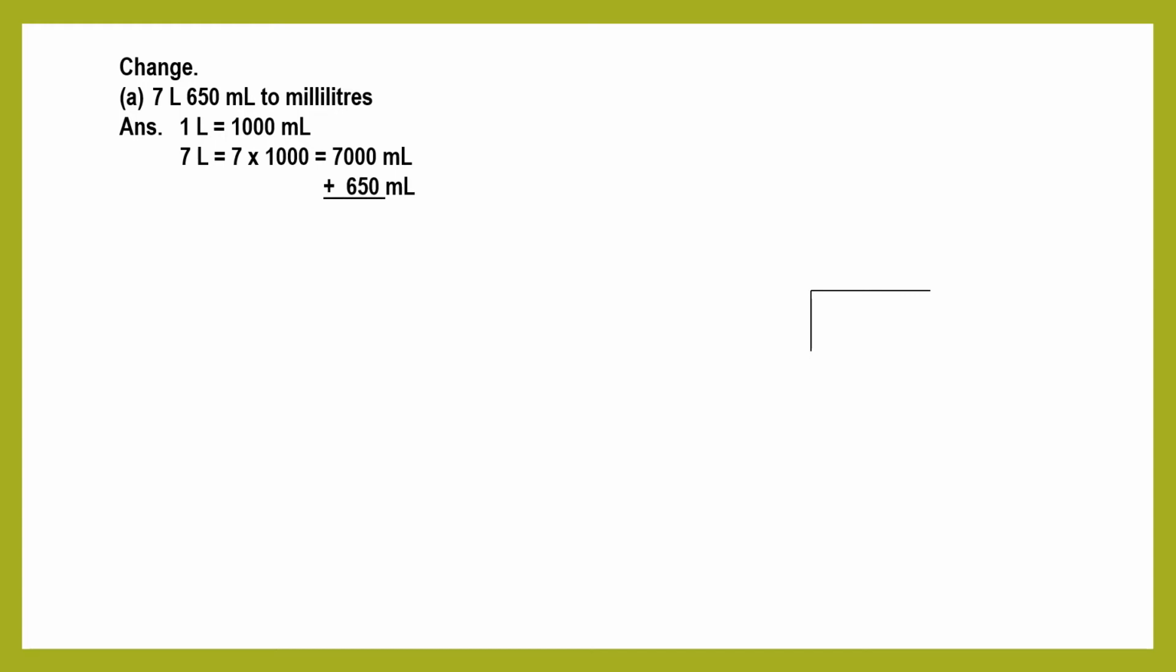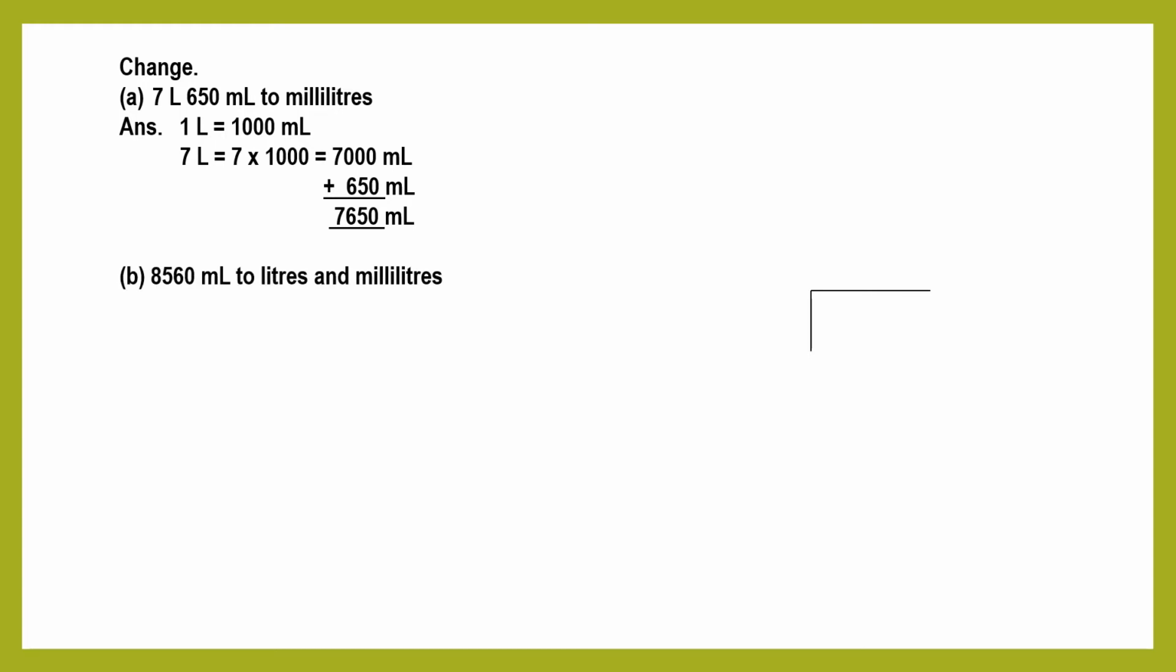Now children, first we will do change, that means conversion. See the first question: 7 liters 650 milliliters, you have to change into milliliters. First you will change liters to milliliters, and 650 is already in milliliters, so no need to change, but you have to add. As you know, 1 liter is equal to 1000 milliliters. So 7 liters will be 7 into 1000, it will be 7000 milliliters. Then add 650 milliliters to it. Both the units must be the same, then only you will be able to add it. The answer will be 7650 milliliters.